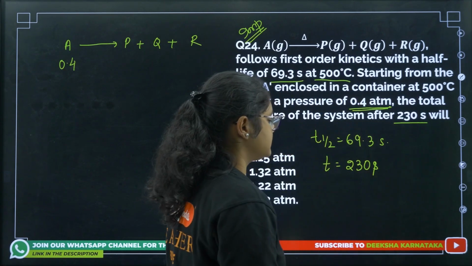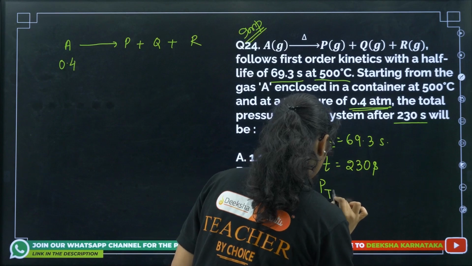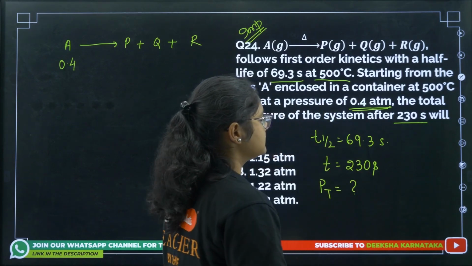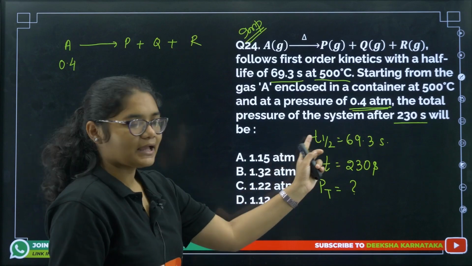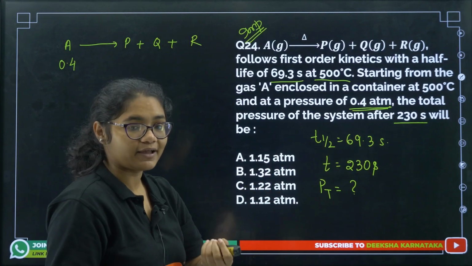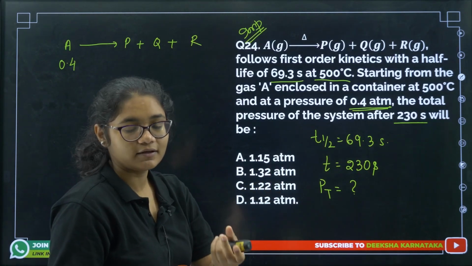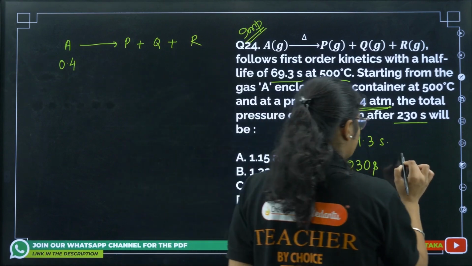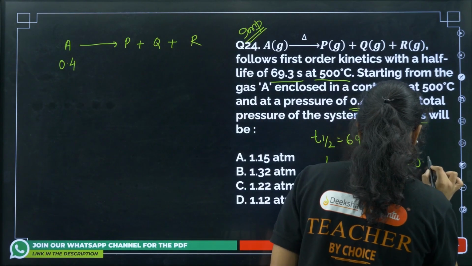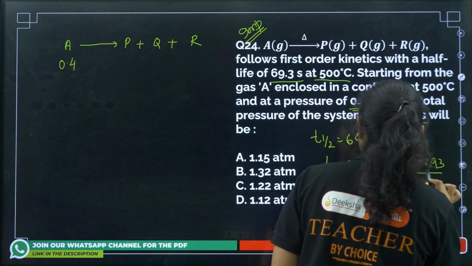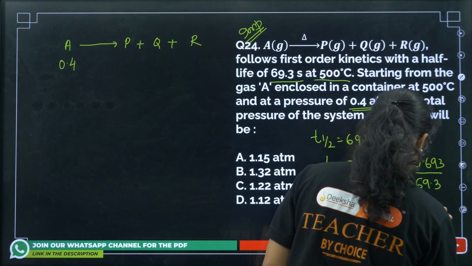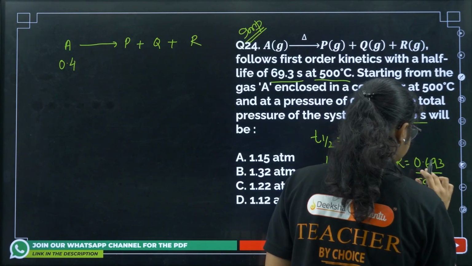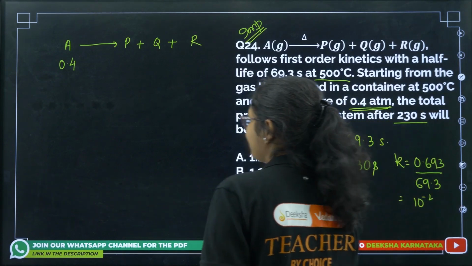Total pressure of the system P total, after 230 seconds, you need to calculate. Now if you see, the T half value is given. From the T half value, what can we find out? We can find the rate constant. So I can find that K is equal to 0.693 by T half, which is 69.3, so that is 10 to the power of minus 2, right?